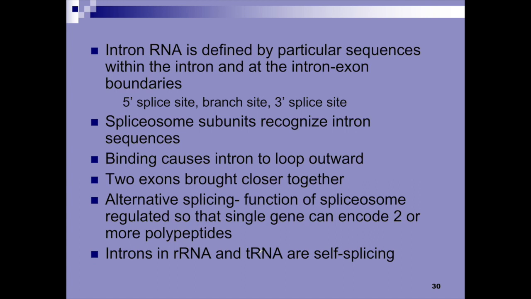So the introns that are found in ribosomal RNA and in transfer RNA are what are referred to as self-splicing. They don't use the spliceosome. Spliceosome is strictly for messenger RNA.